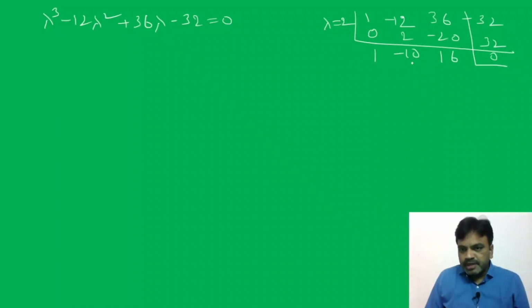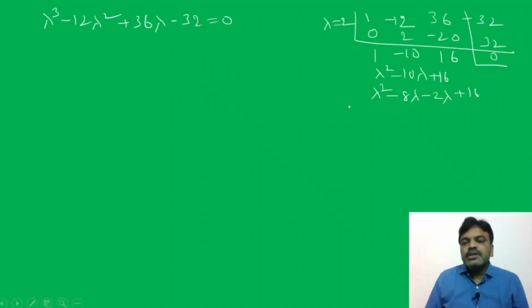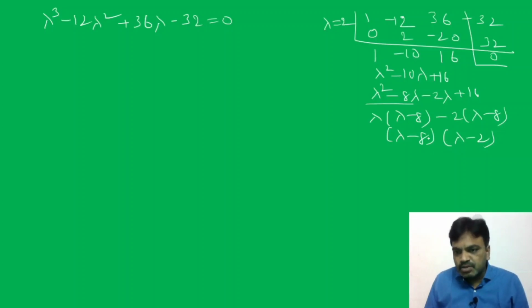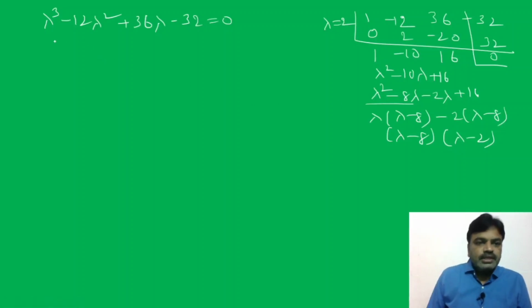Now here we have 1, minus 10, 16. So this can be written as lambda square minus 10 lambda plus 16. Of course 2 8s are 16. So this can be written as lambda square minus 8 lambda minus 2 lambda plus 16. Taking common lambda, we get lambda minus 8. Taking common minus 2, we get lambda minus 8. So taking common lambda minus 8, we get lambda minus 8 into lambda minus 2. So clearly roots are 2, 8 and 2. So lambda is equal to 2, 2, 8.